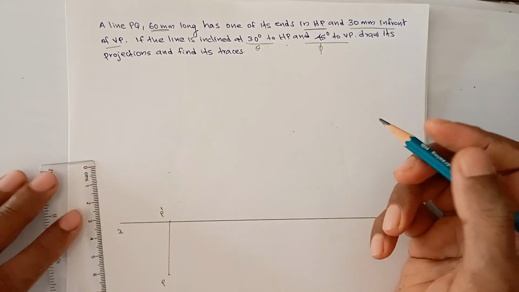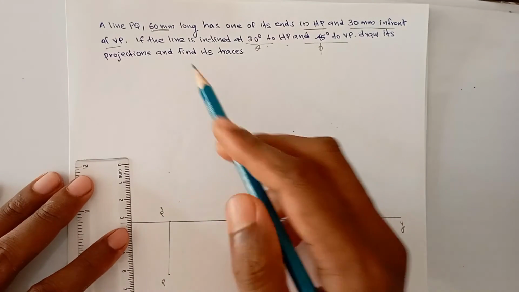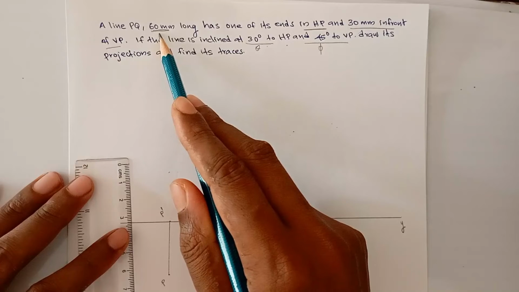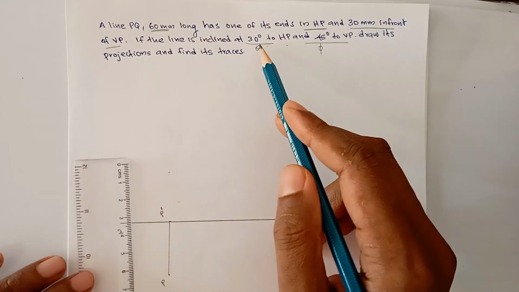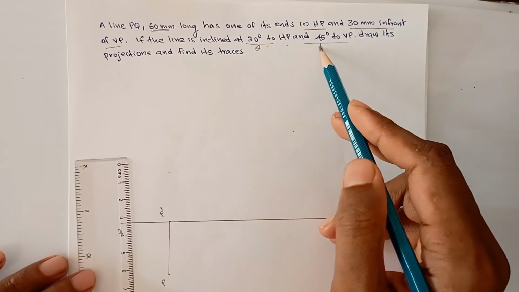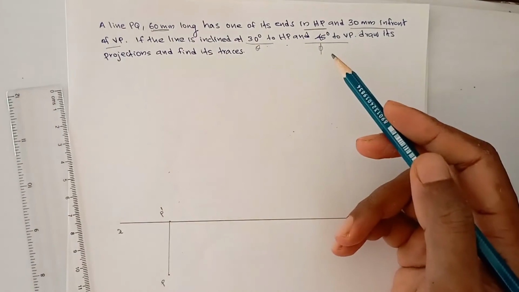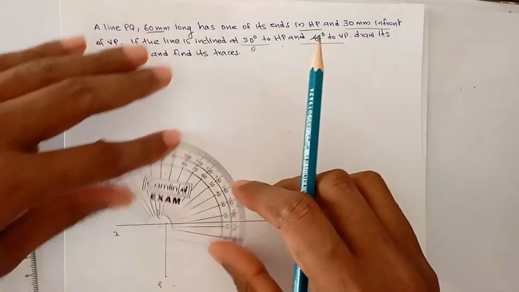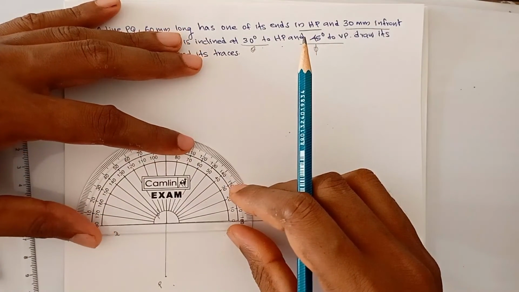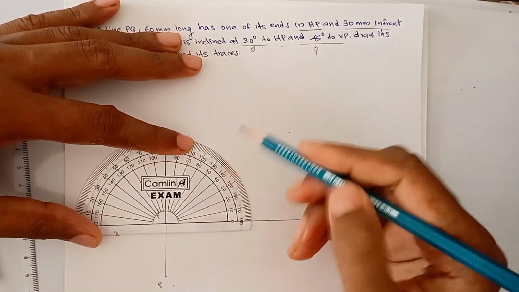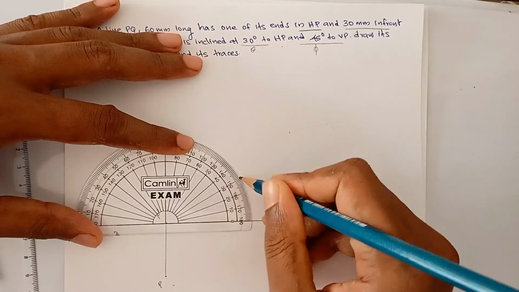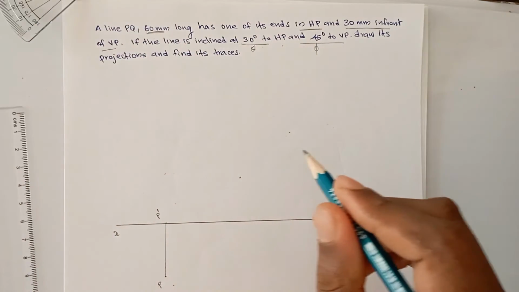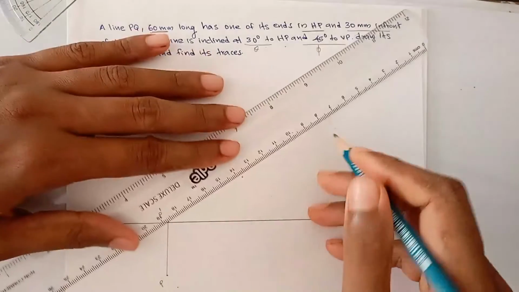Okay, and what is the true length? True length is 60 mm. And what about theta? Theta is 30 degree and phi is 45 degree. So you have to mark 30 degree first. So take the 30 degree from XY line. This is 30 degree. Just draw a line. This is our 30 degree.